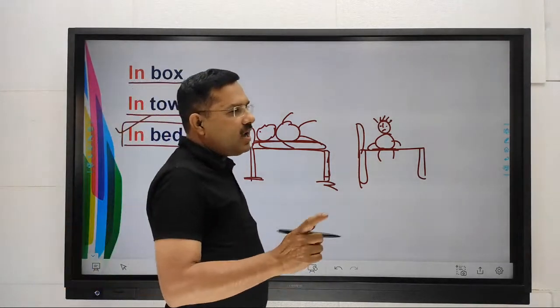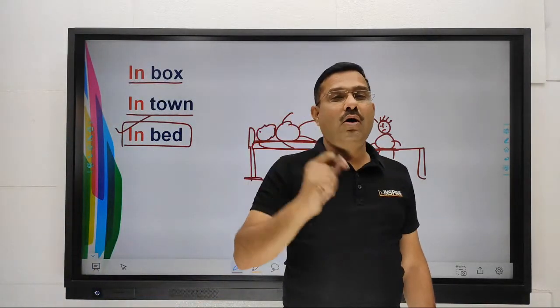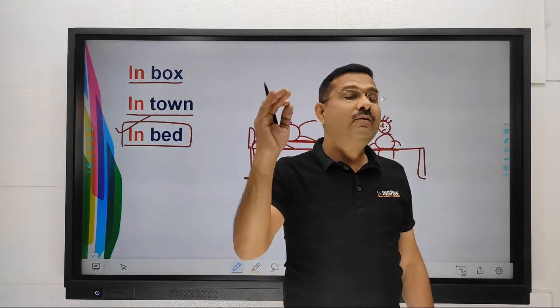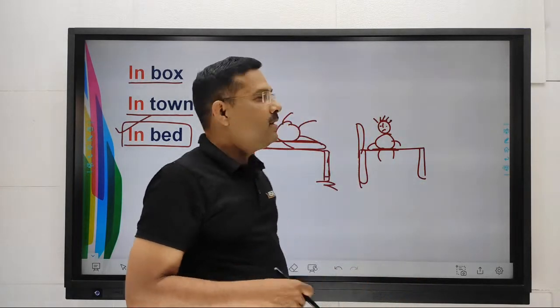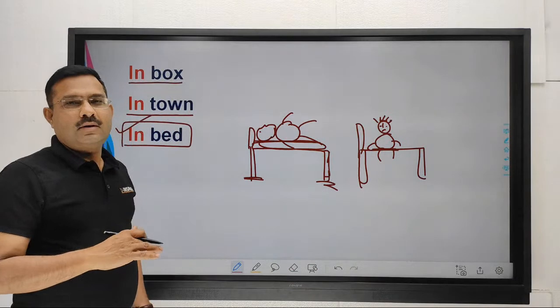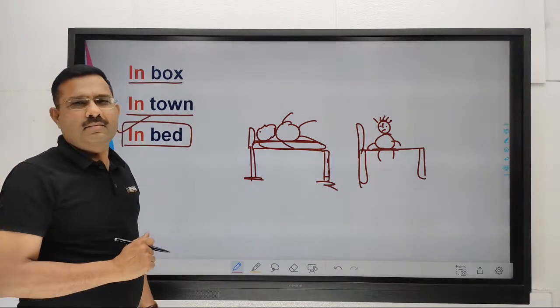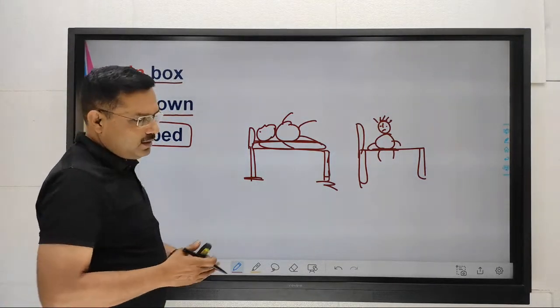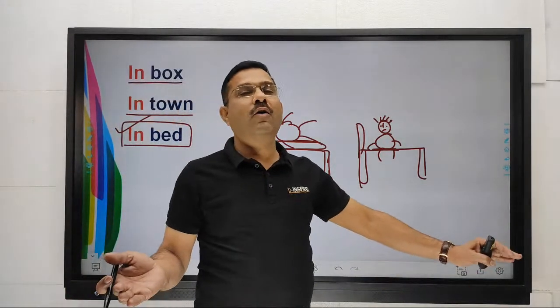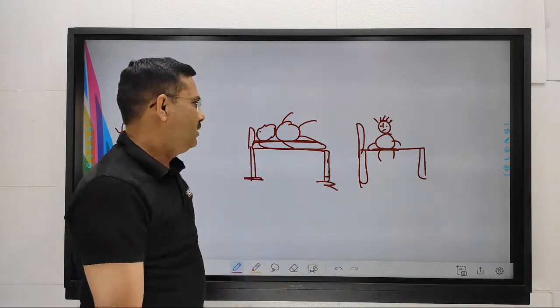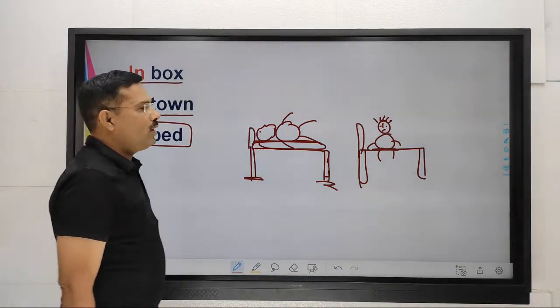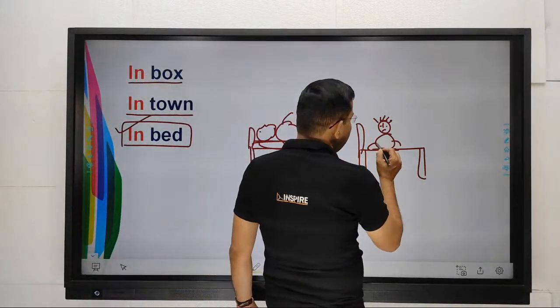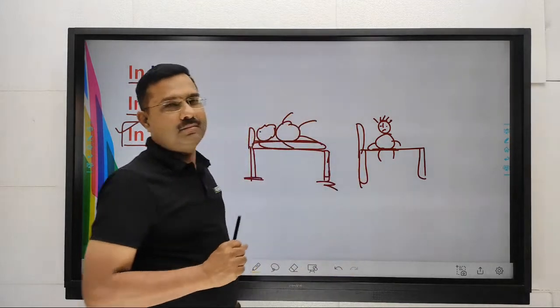Today, I was in bed till 9 o'clock. It means I was sleeping till 9 o'clock. When you called me early in the morning, I was in bed. In bed means somebody is lying on the bed for the purpose of sleeping. Otherwise, if you are sitting and studying or doing something else, then it is on bed.